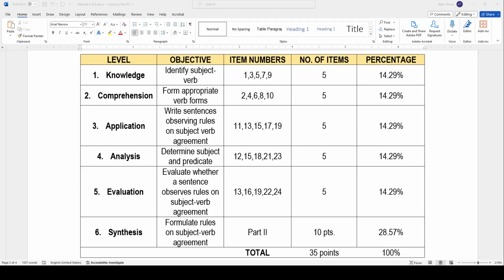Okay, so hello class. I apologize for not making this sooner, but as requested, this discussion would talk about how to create a particular table of specification. Okay, so what you see on your screens right now is a table of specification given by Navarro and Santos in 2017. Now, it is composed of basically 5 columns.